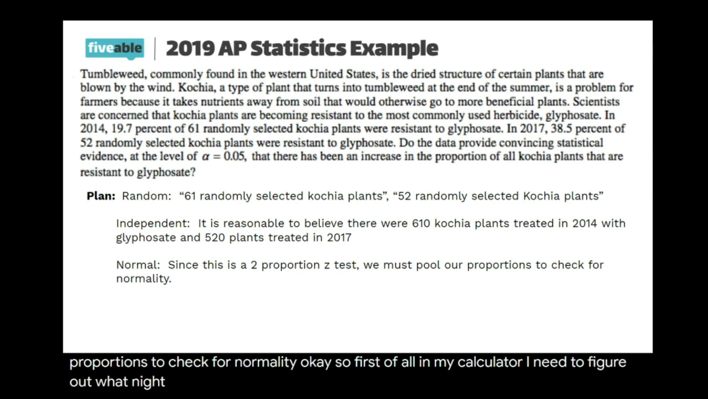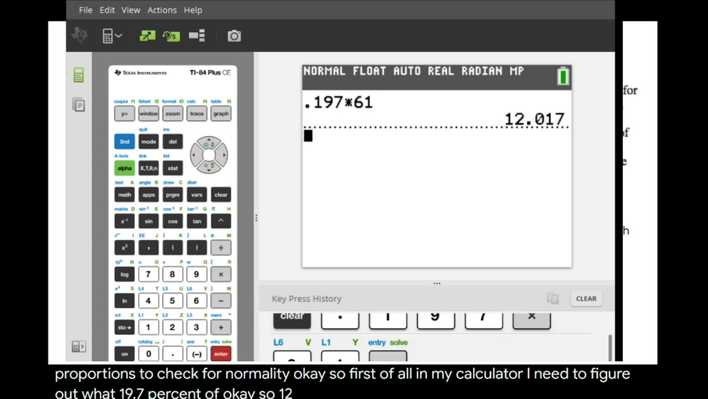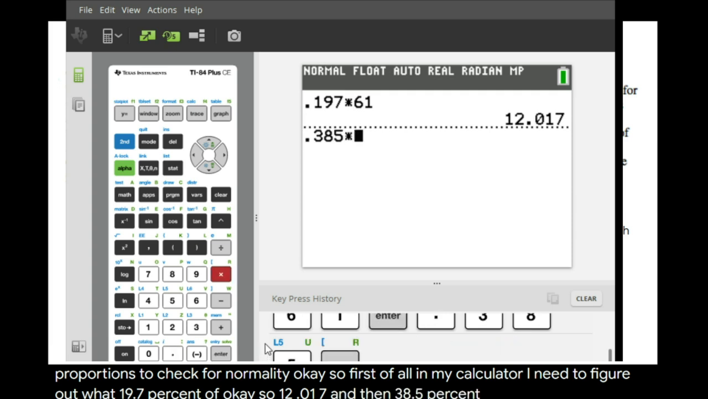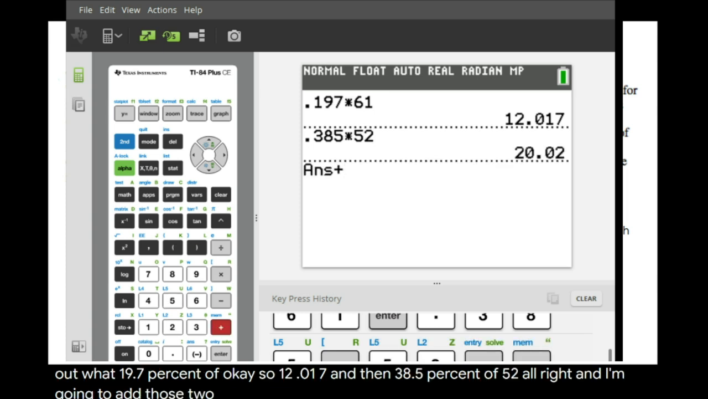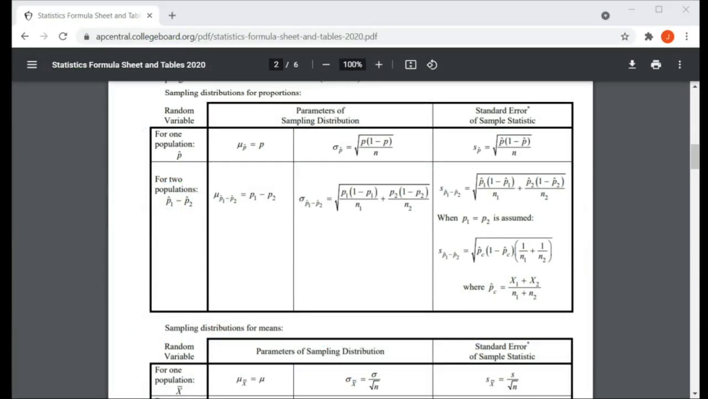figure out what 19.7% is of 61. Okay, so 12.017, and then 38.5% of 52. All right, and I'm going to add those two together. Remember your reference page. Okay, remember we add them up. Here's our p-hat combined.